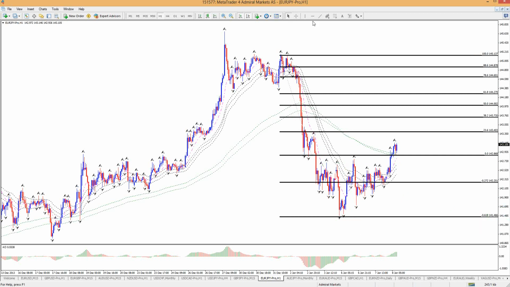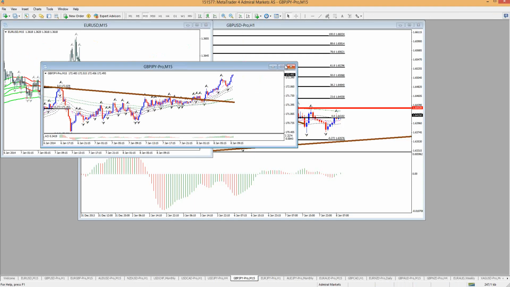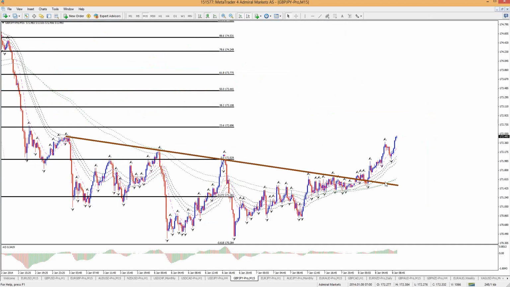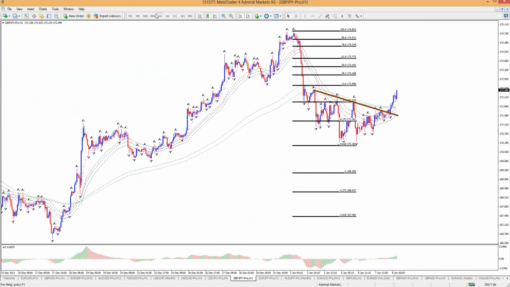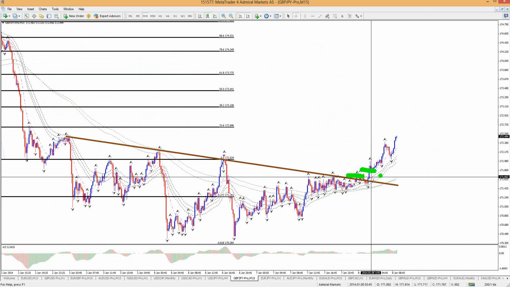That was a potential breakout as well yesterday. A trend line like this potentially. And that's doing well as well indeed. Pound yen had something similar. Right here, this break right here or here, that too is doing well indeed.